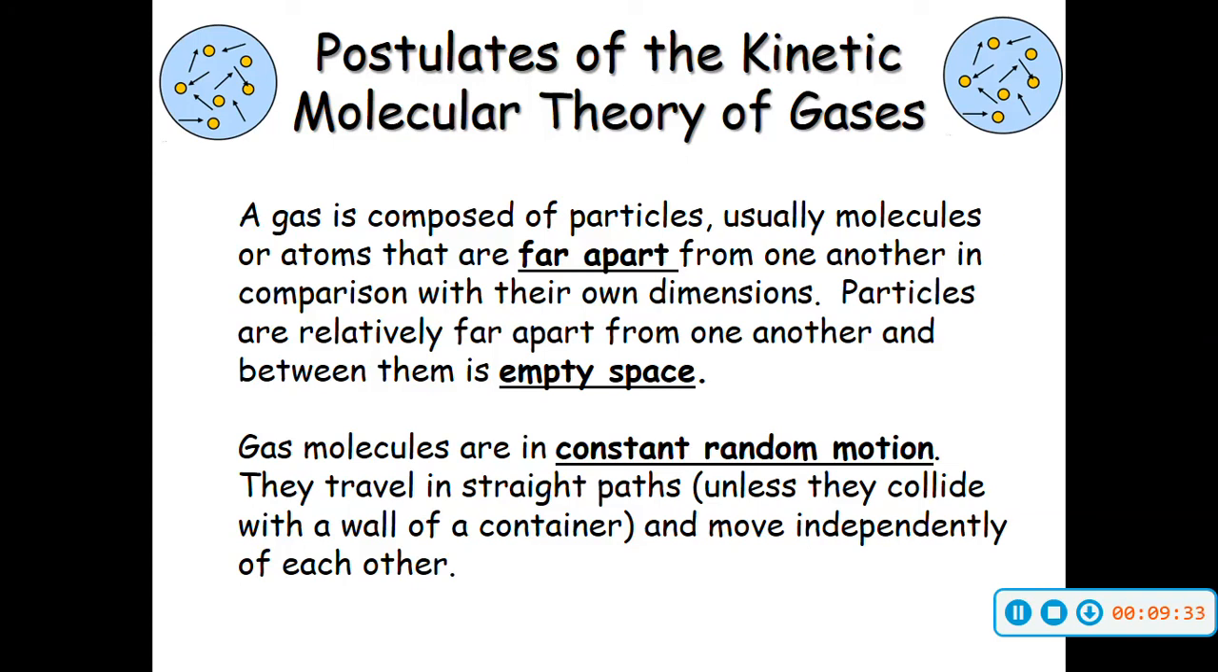Your second postulate of kinetic molecular theory is that gas molecules are in constant random motion. They travel in straight paths unless they collide with the wall of a container, and then move independently from each other. You can consider gas molecules like a ball, if we exclude gravity. If you threw that ball on the floor, it would bounce at an angle, and it would just keep bouncing and bouncing around the room. That's how gas molecules behave too. They keep moving until they hit the wall and then just keep moving from there.